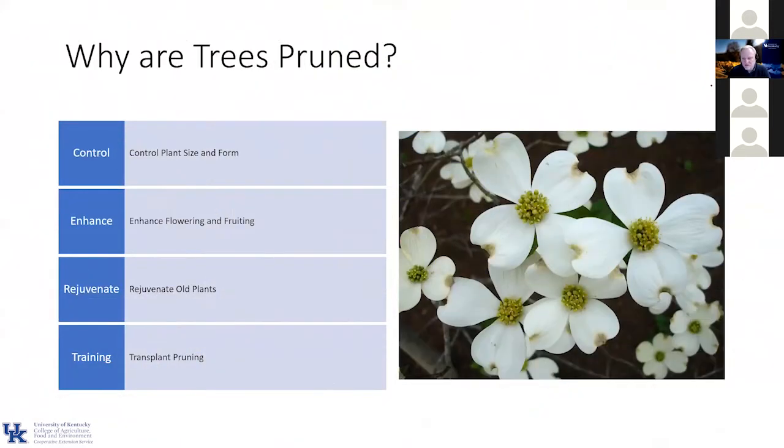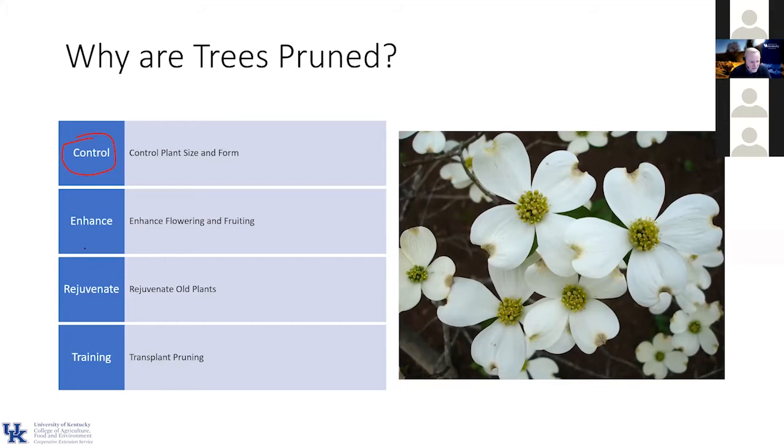But there's a lot of different reasons that we prune landscape trees, and I've listed some of the most common reasons. Probably the most common reason is to control the plant size and form. More to control the plant size rather than the form, because as I'll say in a later slide, I have a couple of slides on tree form. You have to pay close attention to tree form because you can't significantly change a tree form through pruning. You're just fighting a losing battle by doing that.